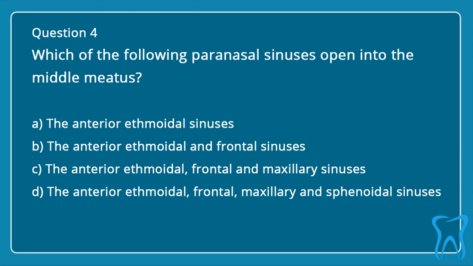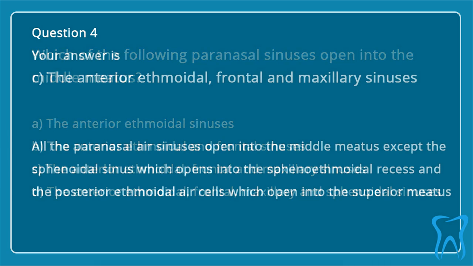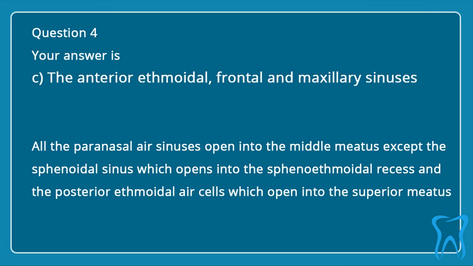Question 4. Which of the following paranasal sinuses open into the middle meatus? A. The anterior ethmoidal sinuses. B. The anterior ethmoidal and frontal sinuses. C. The anterior ethmoidal, frontal and maxillary sinuses. D. The anterior ethmoidal, frontal, maxillary and sphenoidal sinuses. Correct answer is C. The anterior ethmoidal, frontal and maxillary sinuses.